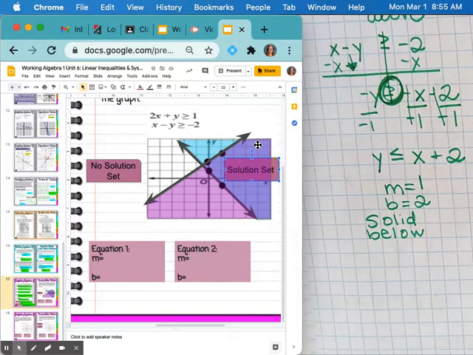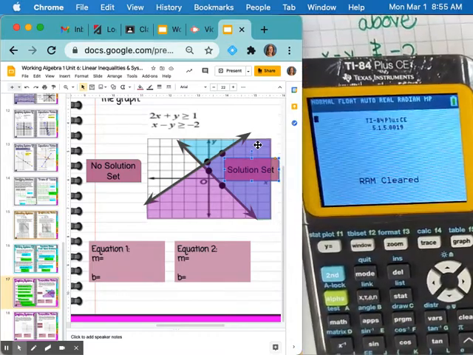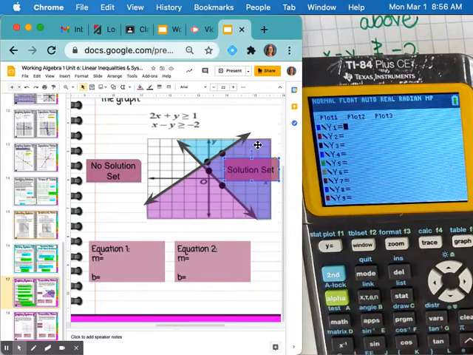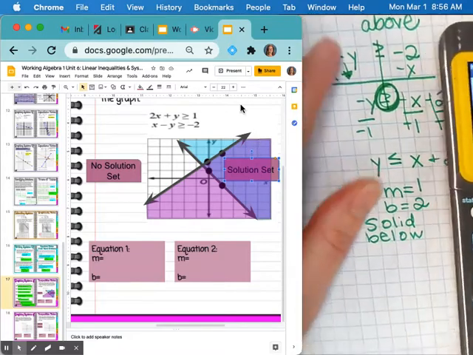Okay, now get out your calculator. Clear your memory real quick, because we were doing other things in the last class. Second plus 7, 1, 2. I'm going to show you how to graph the system of inequalities in your calculator because it'll do it also. So go to y equals and let's put our first one in.